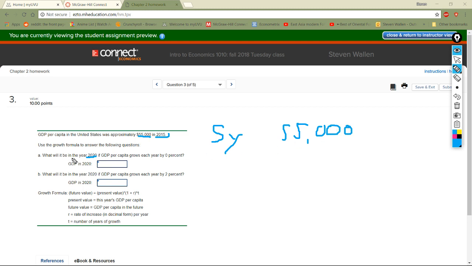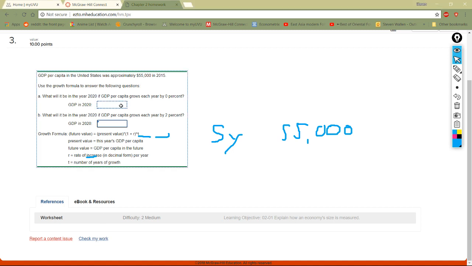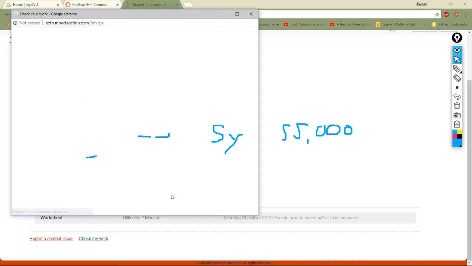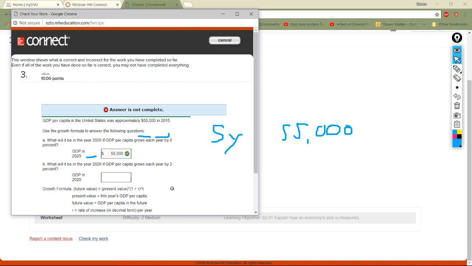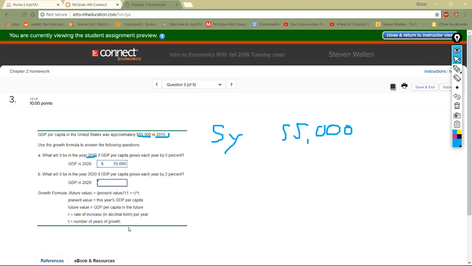So, what will it be in the year 2020 if GDP per capita grows by 0% per year? If we're growing by 0% per year, do we have to do anything? No, we can just say straight up what it's going to be. It's going to be 55,000. All right. And then check your work. This is pretty simple math. Yep, we did it. But now, something's going to actually change.